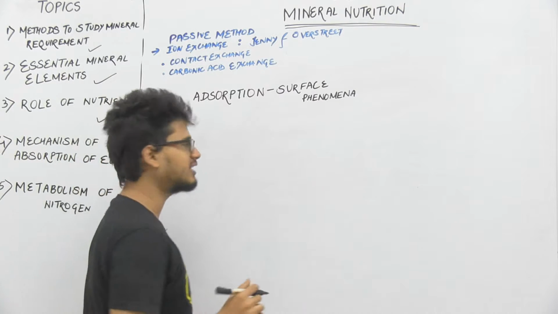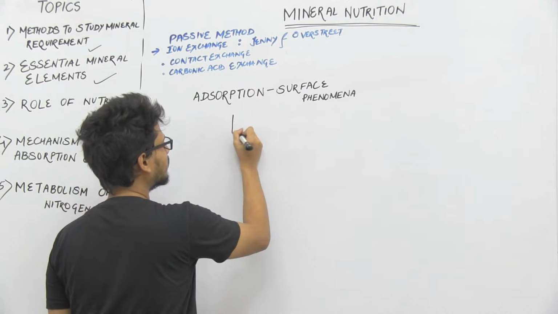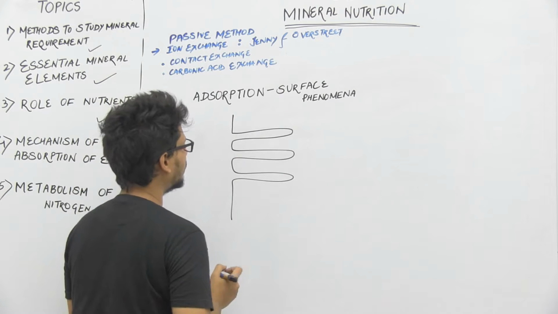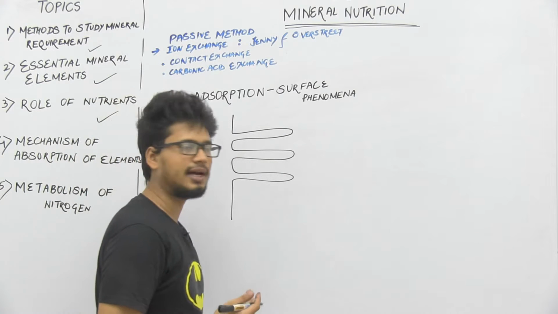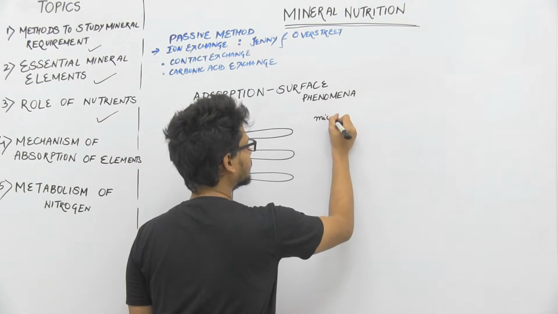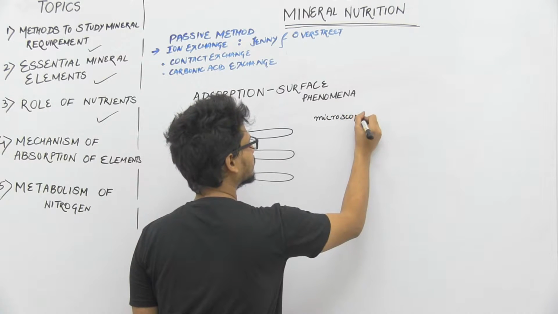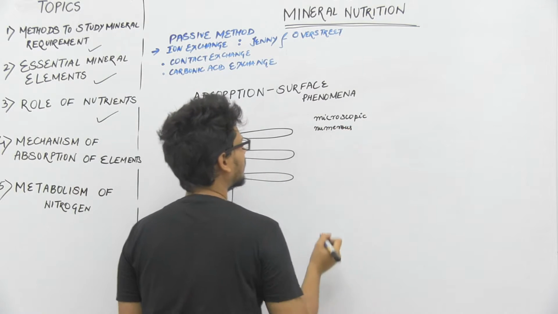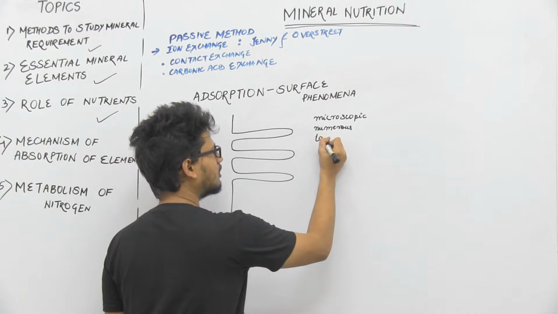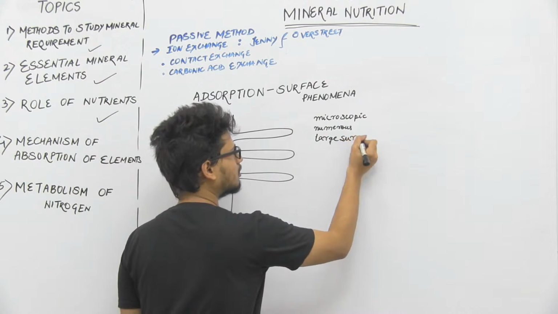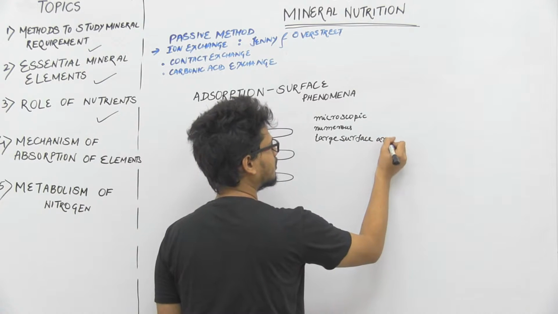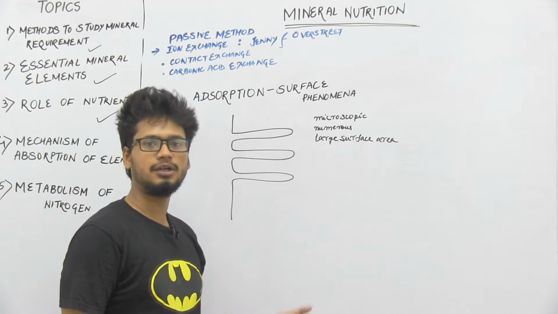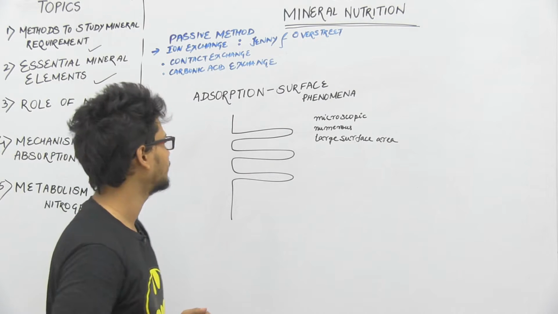यहाँ पे जो adsorption हो रहा है, adsorption is occurring on the root hairs. Now you must know कि जो root hairs होते हैं they are microscopic, numerous, they are present in millions, as well as they have a large surface area. So all these factors will in turn help the plant to absorb minerals at the maximum amount.